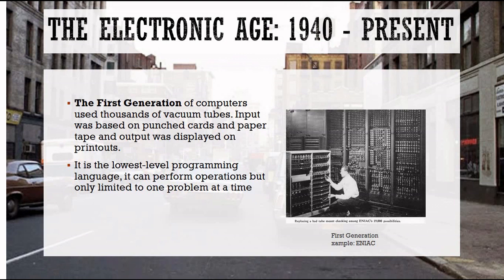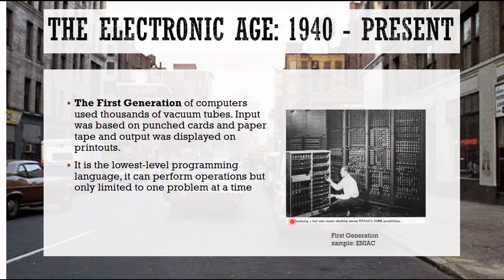The first generation used the lowest level programming language. It can perform operations but is limited to one problem at a time. During the first generation, computer systems used vacuum tubes. It consumed thousands of vacuum tubes, used a lot of power, and generated lots of heat. And the size of the computer in the first generation was very large, and it was expensive.